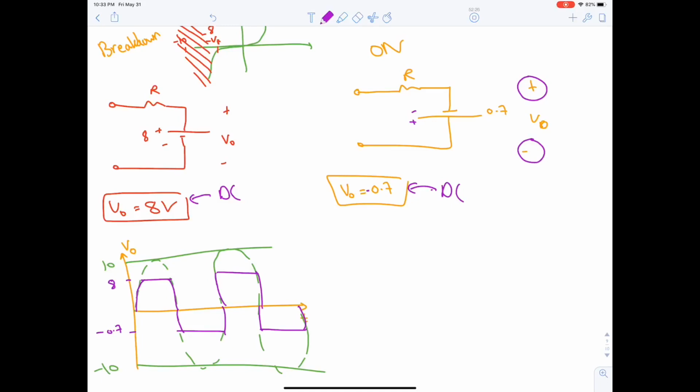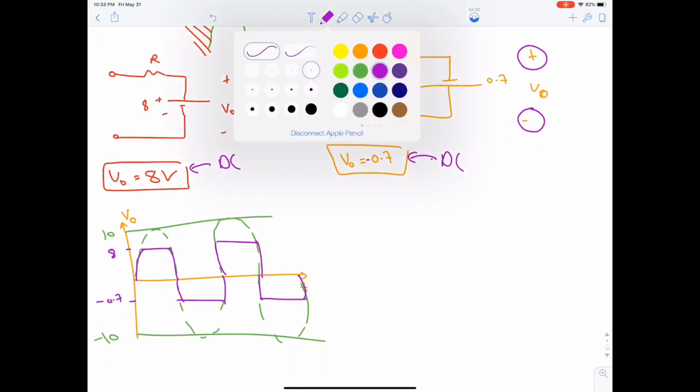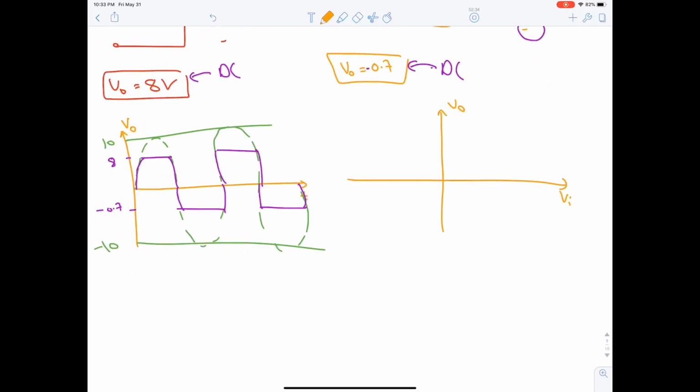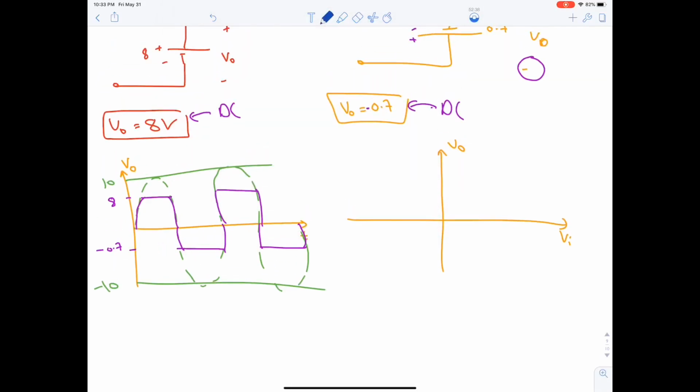Okay. Transfer characteristic. V output with V input. If Vi is positive, then we're having 8 and 8 constant. And in the negative, it's minus 0.7, minus 0.7, constant value, and then you connect them. Simple.